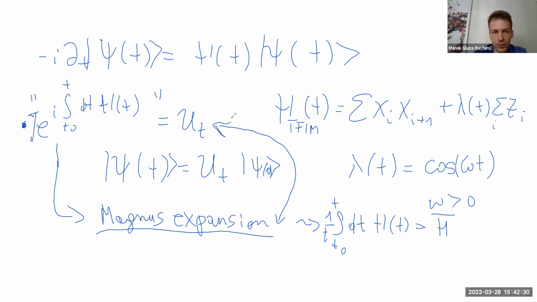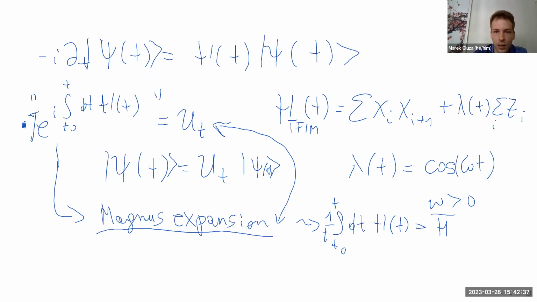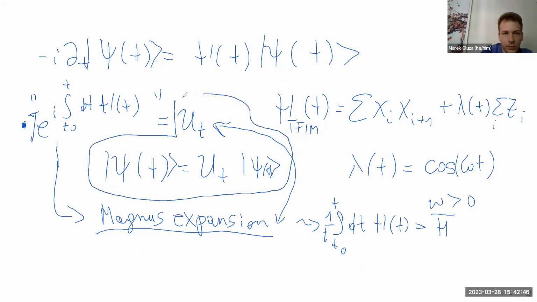Okay, so this is one notation, but I wanted to tell you more about Trotter-Suzuki decomposition, and the point is that actually we can use Trotter-Suzuki decomposition to define this unitary U that is actually driving our evolution here.